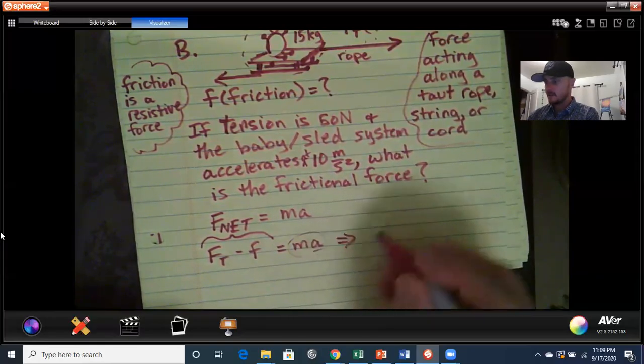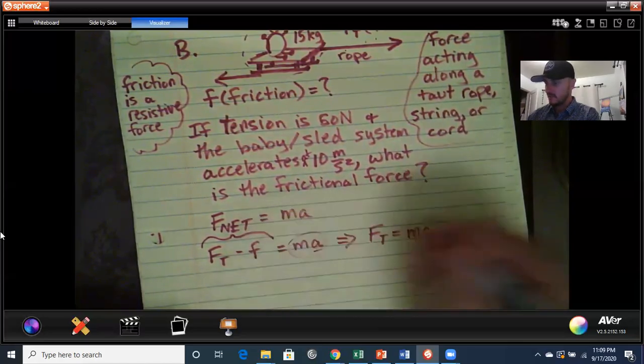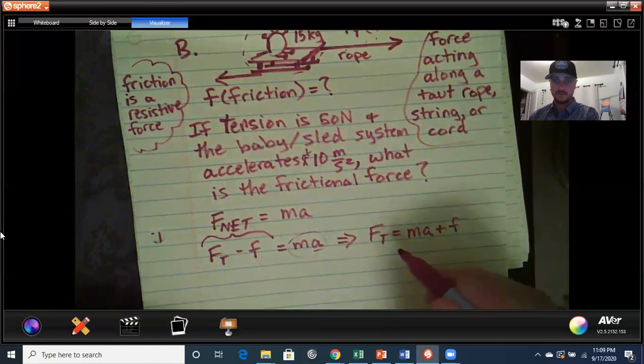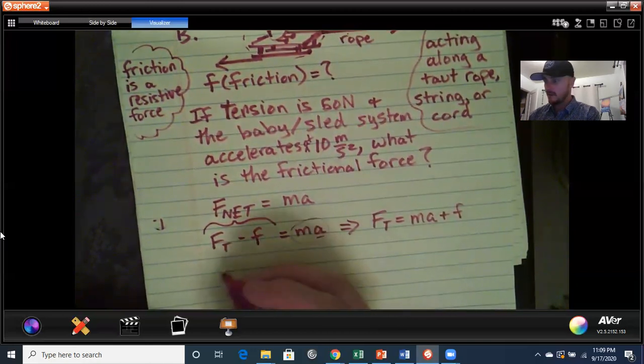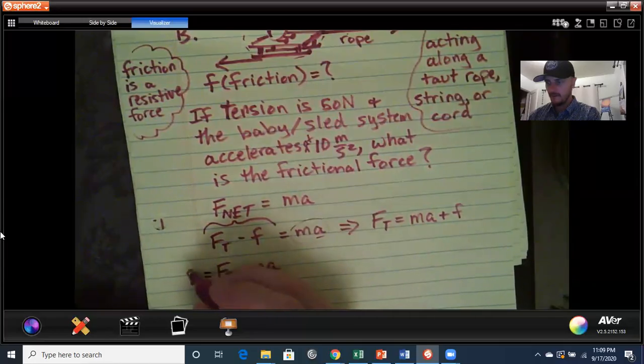Now, if that doesn't make sense to you, I'll do it one step at a time. I'll have FT equals ma plus F. Now you can see there's a plus happening between the ma and the F, so what am I going to do with the ma? I will subtract it. And I will end up getting FT minus ma equals F. But I don't want to write it over there. I'm going to write it over here, equals F.